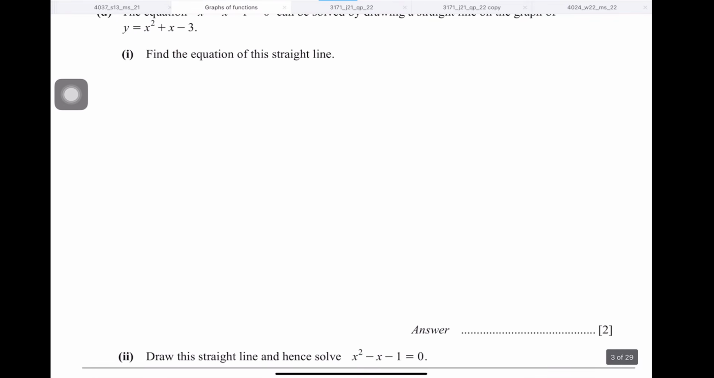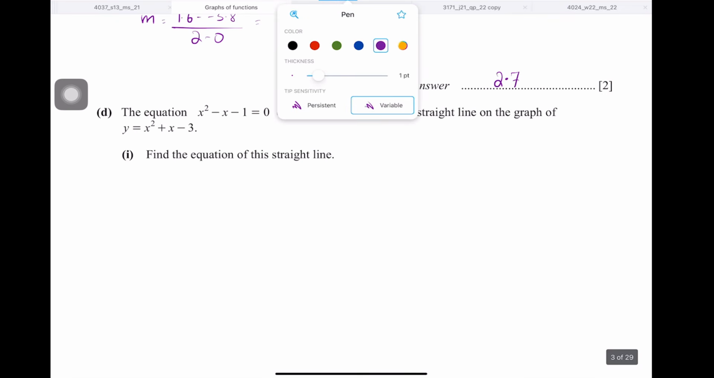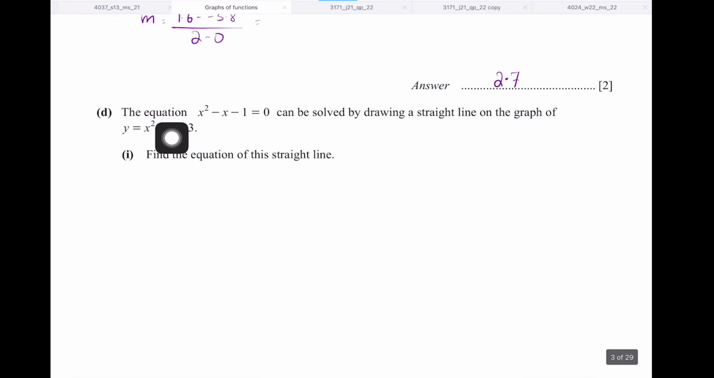And part D is also very similar to the question that we just solved. Okay, it says the equation x square minus x minus 1 equals to 0 can be solved by drawing a straight line on the graph. So we have to find the equation of this straight line. Here we don't have to draw the straight line. Here we have to find out the equation of the straight line that you have to draw in order to solve this equation, which means we need to do the exact same thing.